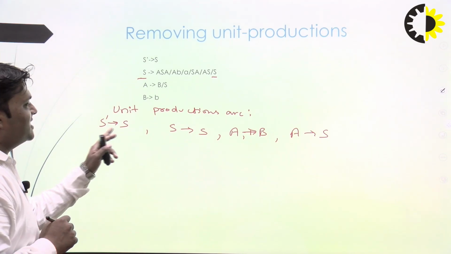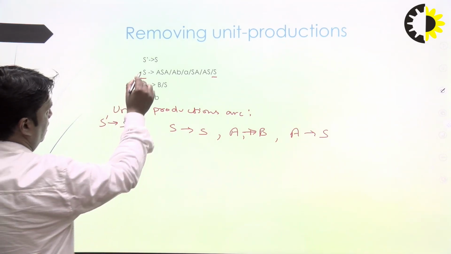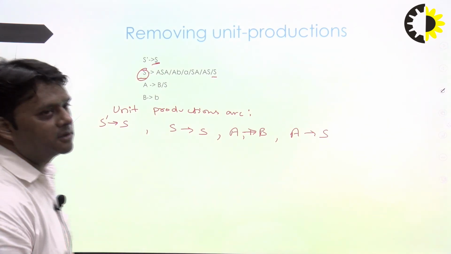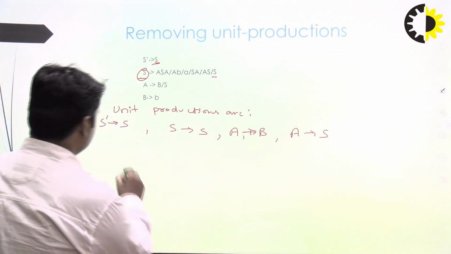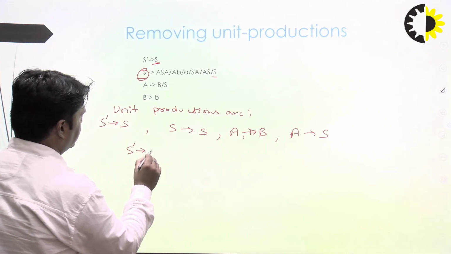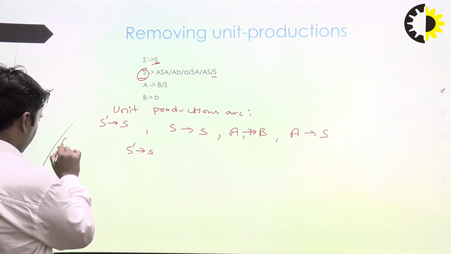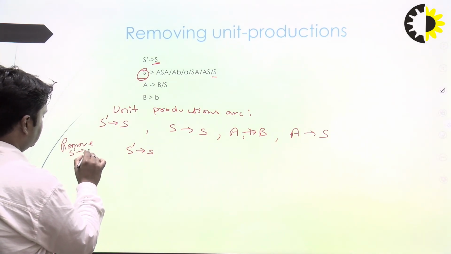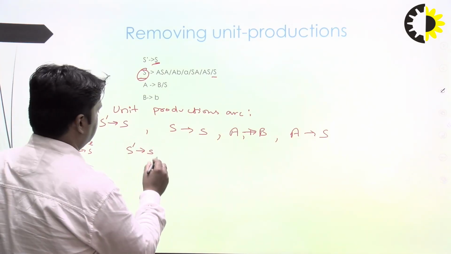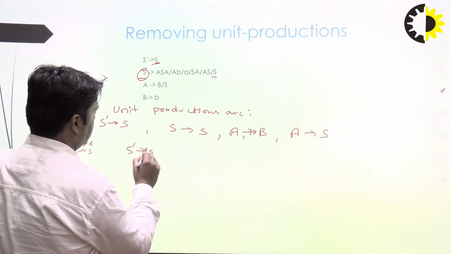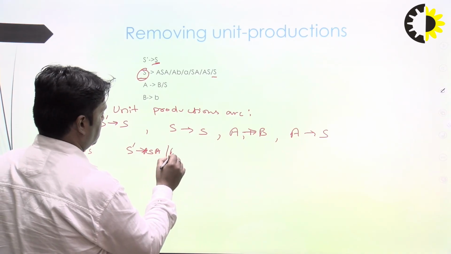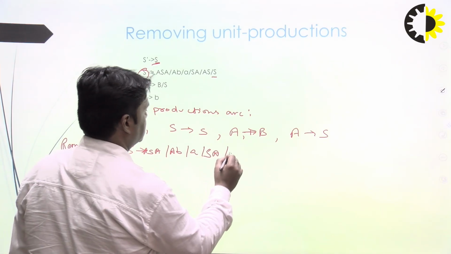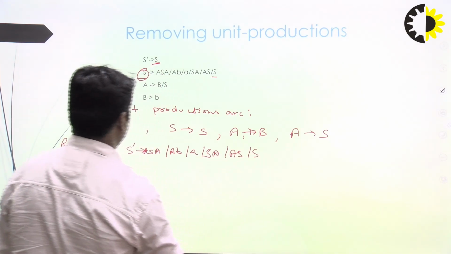If we remove S' implies S, we put the value of S at this point, then the new production will be S' implies S. Right here, remove S' implies S, then we get ASA slash AB slash A slash SA slash AS slash S.